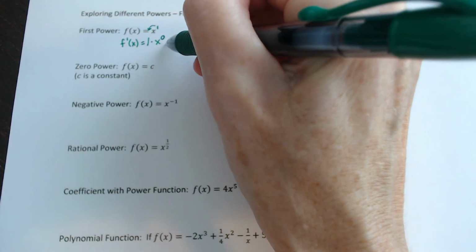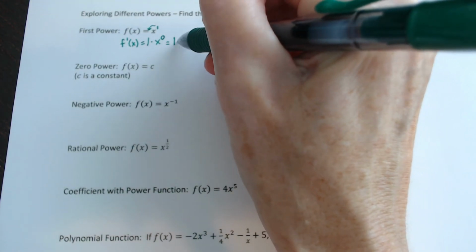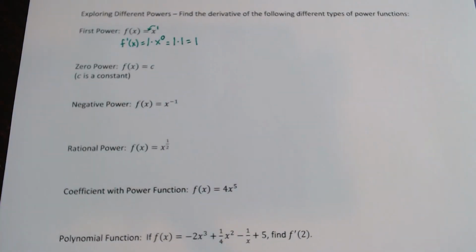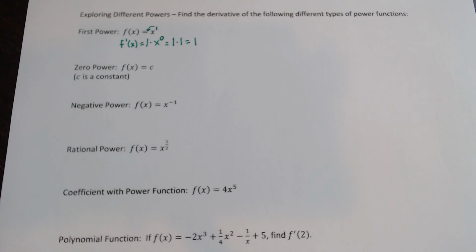Well, we know that anything to the 0 power is actually just 1. So the derivative of x to the first power is actually 1. And that's unique because the variable actually goes away because it's to the 0 power. Speaking of the 0 power, that's actually our next type of example.